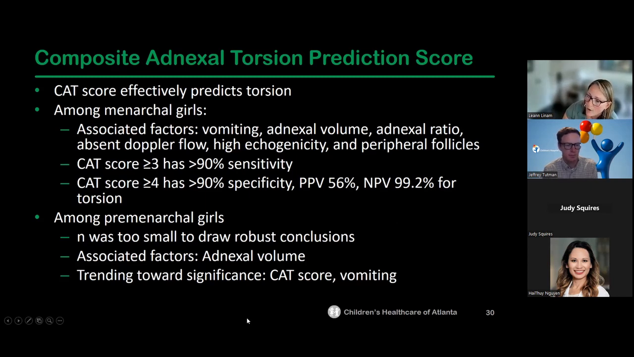So among the premenstrual girls, I've had people say, maybe the next time I publish something on torsion, I can address the premenstrual girls. Our N so far has been too small to draw robust conclusions. We're hoping that the multi-center will bring in more premenstrual girls. It's just that the numbers of those that come in with pelvic pain and a torsion, unless it's prenatal, are just so small, it's hard to get enough numbers. But the CAT score was trending toward significance.